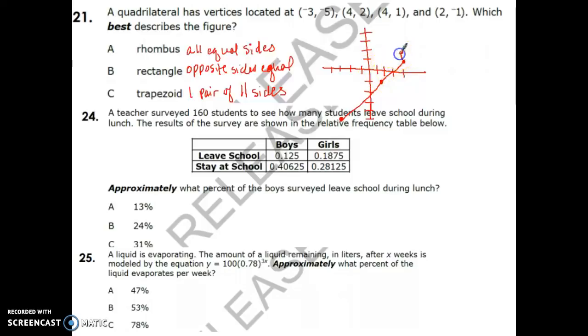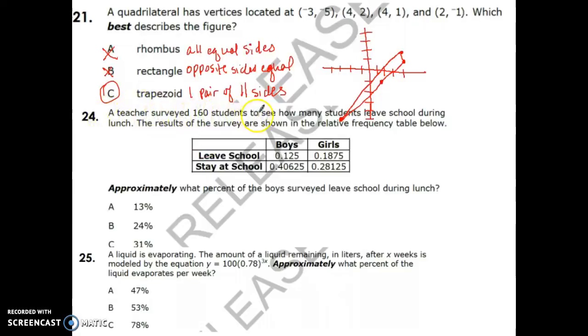All right, well, I can see. I don't know what the heck this is. We need to get some graphing paper. But we know it's not a rhombus, and we know it's not a rectangle. Gotta be a trapezoid. Goodness gracious. Let's just move on. All right, 24.